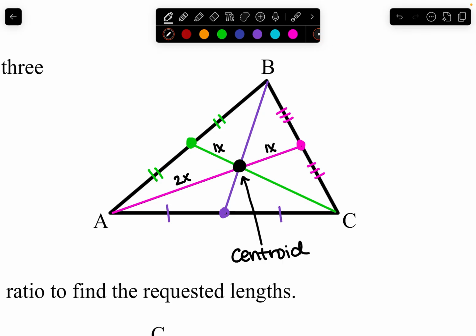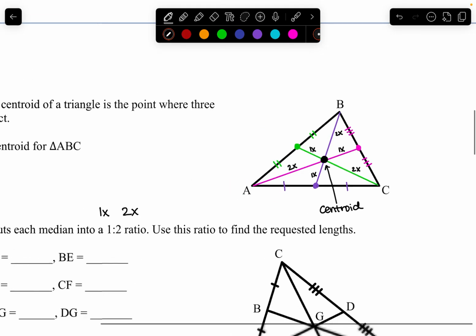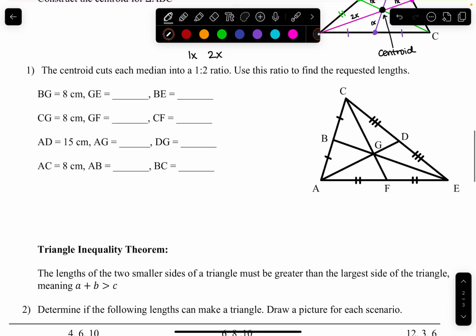So here's our 1x, here's our 2x, here's our 1x, and here's our 2x. Okay, so the short side of the median is the 1x, the longer side of the median is the 2x. And then together, that's going to be a 3x. The median itself, the whole median, will be a 3x. That's important. Okay, we got to think about that.